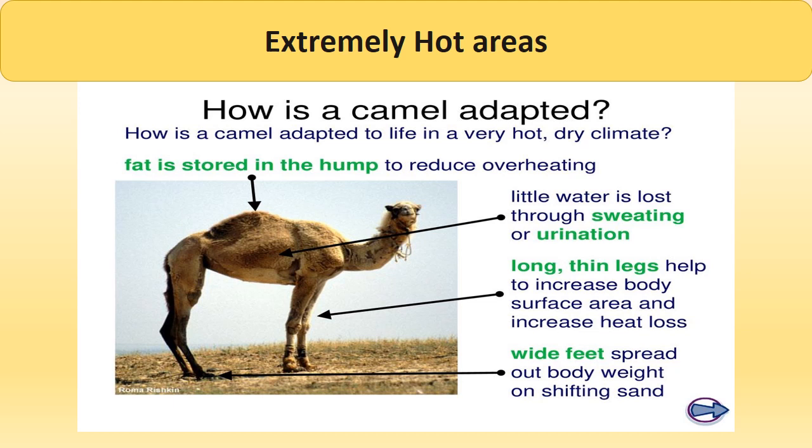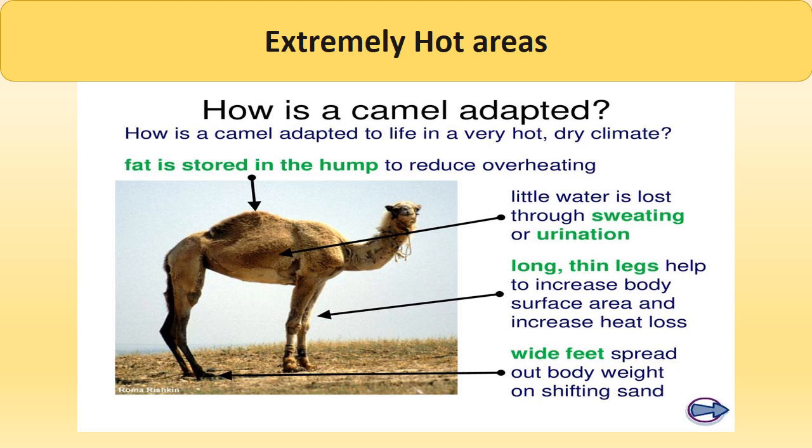We can see in this picture that the camel is a very large animal. Therefore it's called the ship of the desert, and you can see a hump on its back. Do you know what is there in the hump? The fat. The fat is stored in the hump, and also certain water is stored in the hump, so that it will reduce the overheating.